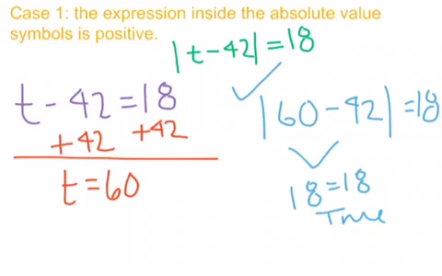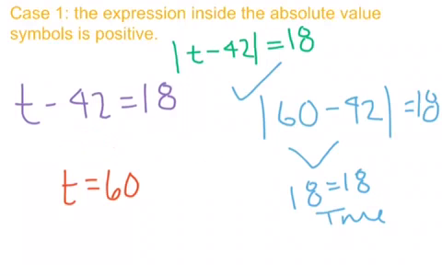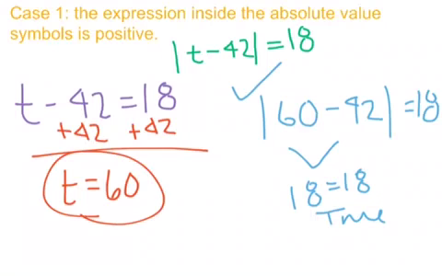We have the absolute value of t minus 42 equals 18. So we break out of the absolute value bars and get t minus 42 equals 18. We're going to add 42 to both sides. Apply the addition property of equality there. We get t equals 60.